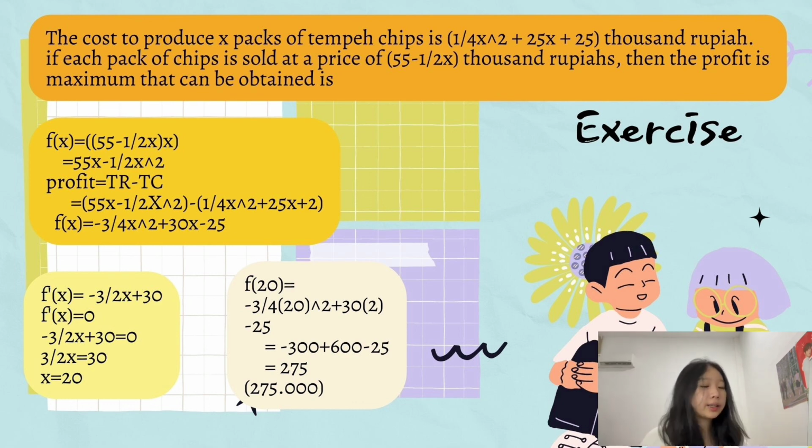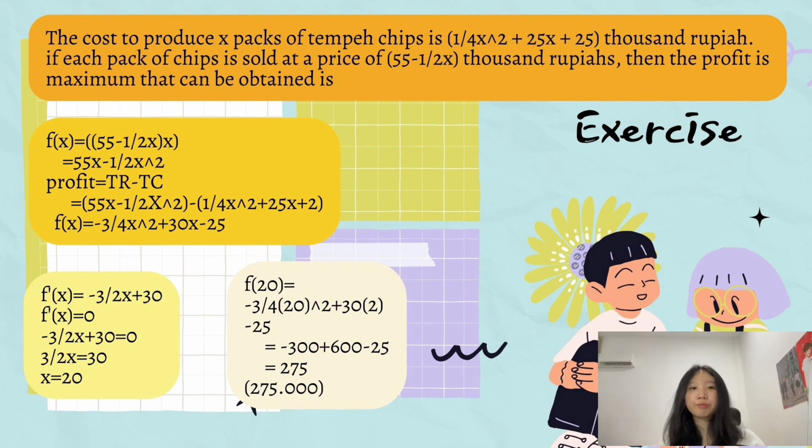where the total fx was minus 3/4 of the x power of 2 plus 30x minus 25, where the maximum profit we can find with the derivative of fx, which was minus 3/2 x plus 30, where, don't forget, the fx accent was 0, so x remains 20, and we enter it into the fx: minus 3/4 times 20 power of 2 plus 30 times 20 minus 25, so it remains 275.